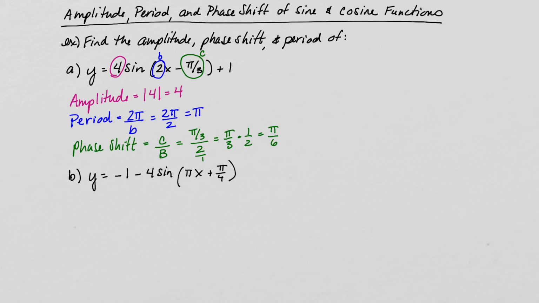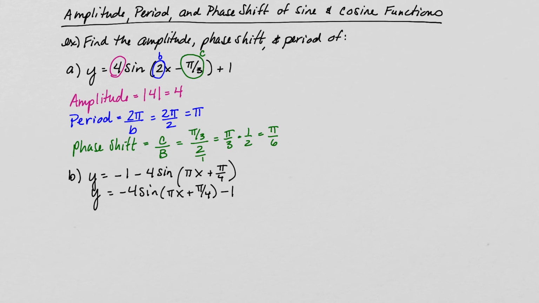So the first thing I'm going to rewrite is this negative 1 here. I usually like it to be sitting out here on the end like it is over here. So we're just going to flip-flop the first two terms. So our problem is really y equals minus 4 sine (pi x plus pi over 4) minus 1. So all I've done is flip-flop those first terms.